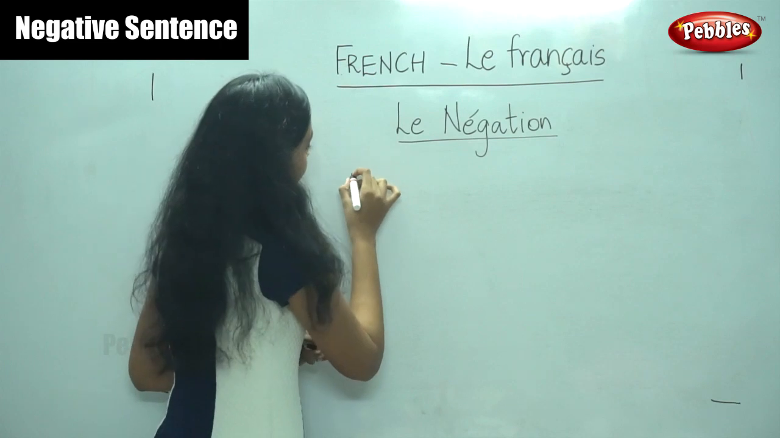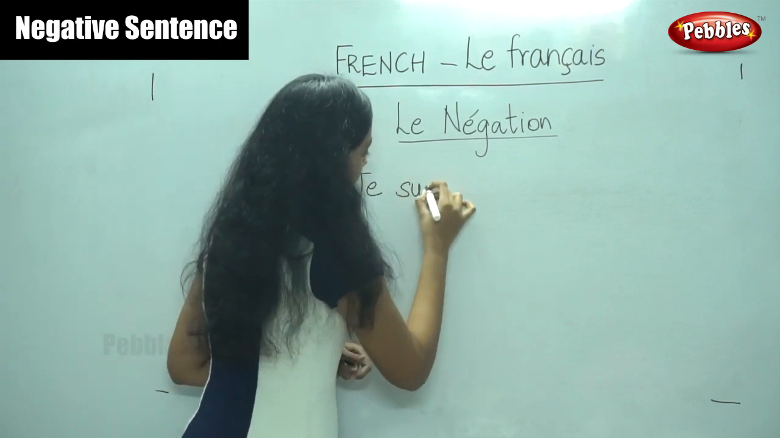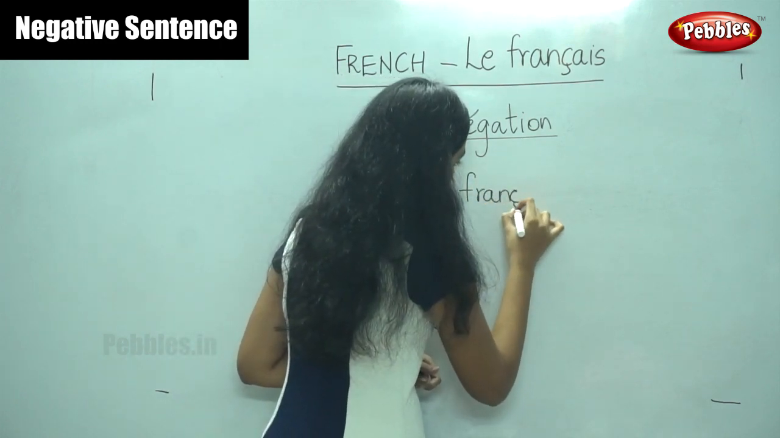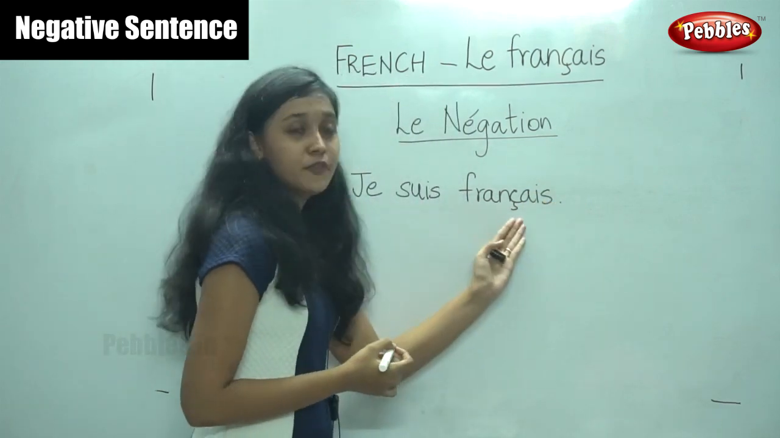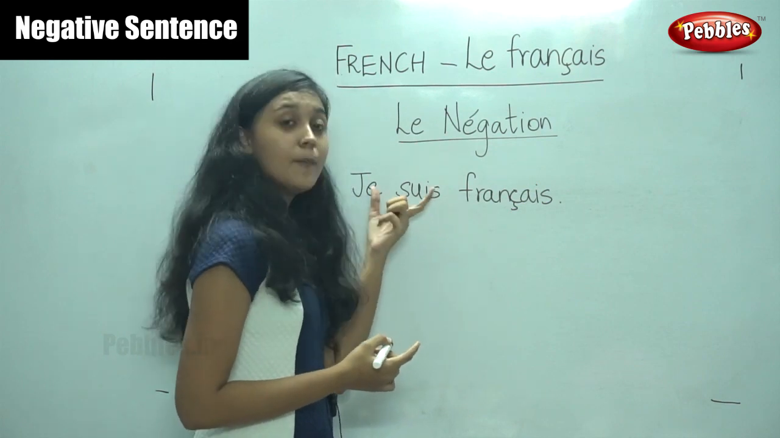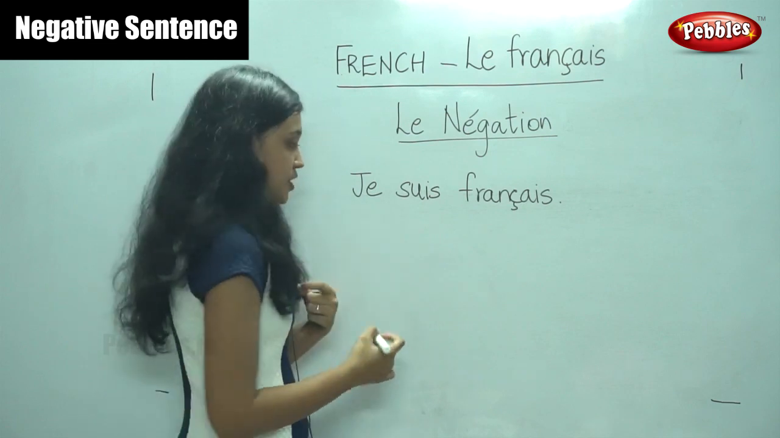For example, je suis français. This sentence means I am French. It means it is a positive sentence. To make a positive sentence into a negative sentence, it is a very simple rule.